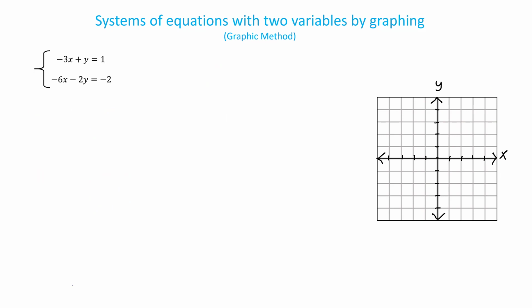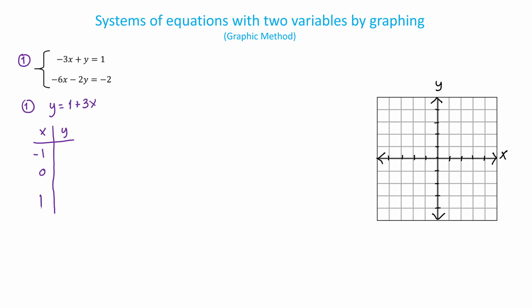Now, let's solve this system of equations. So we are going to start by clearing the value of y in our first equation. I'm going to do it here. So y equals 1 plus 3x. Okay, now that we cleared y, we are going to make the xy table and give values to x. Now I'm going to use a negative number and 0 and a positive number. So minus 1, 0, and 1.